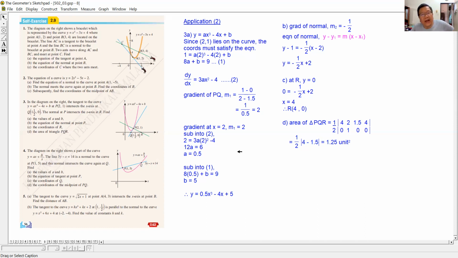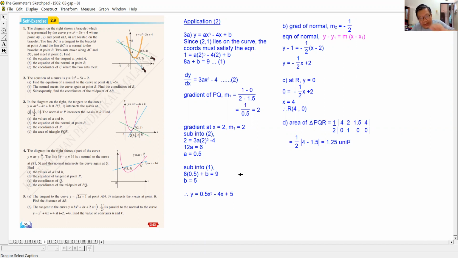Okay, right. Then I solve this equation. I can find the value of A. The value of A is 0.5. Now this value of A, I substitute back into equation 1. I can find the value of B. So B is 5. Okay.